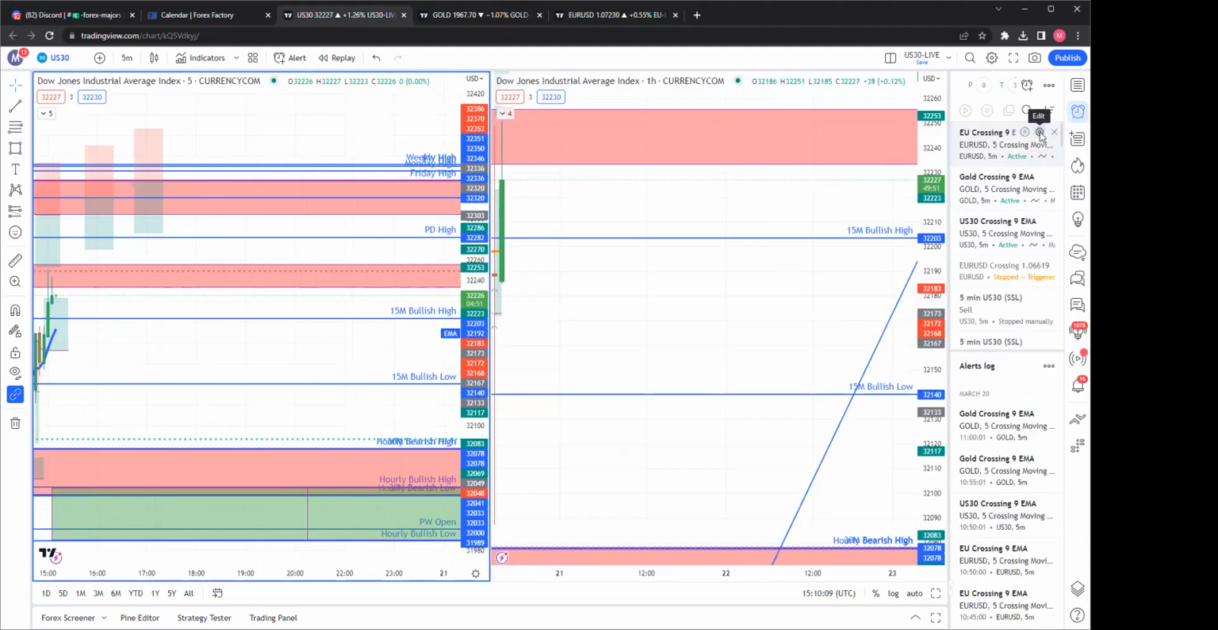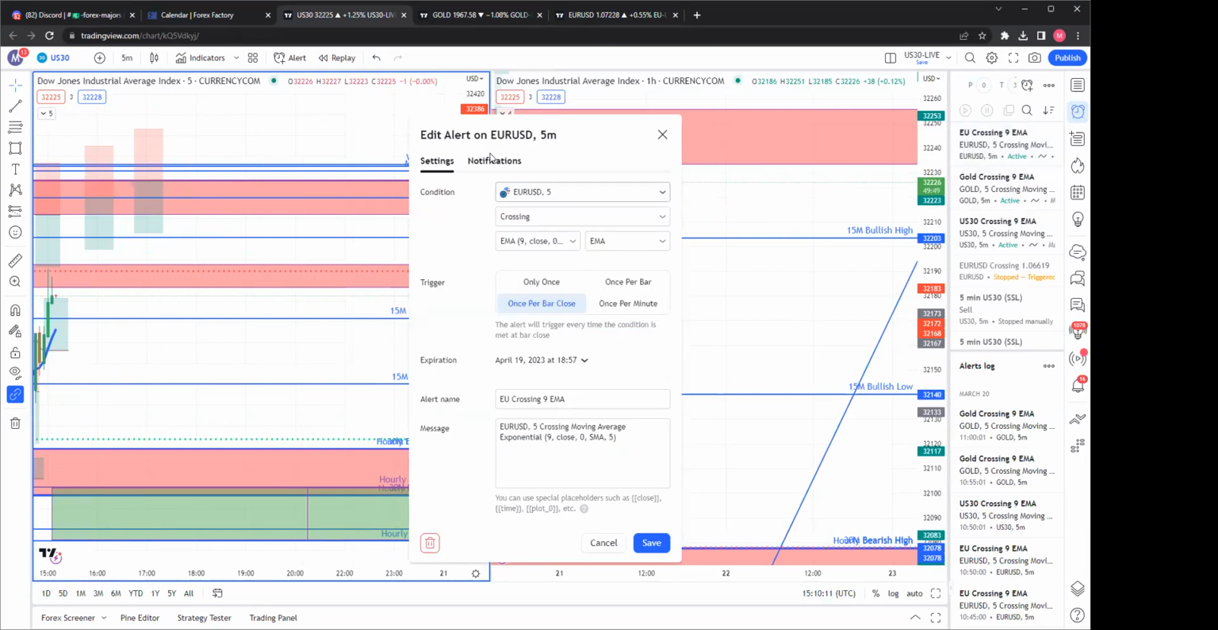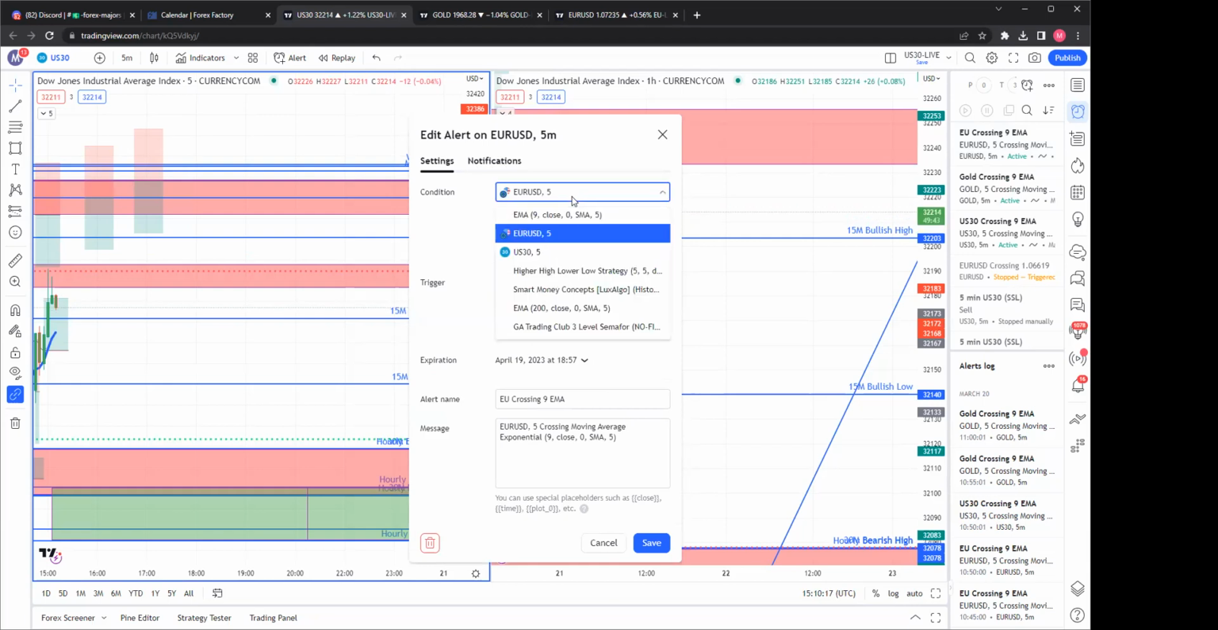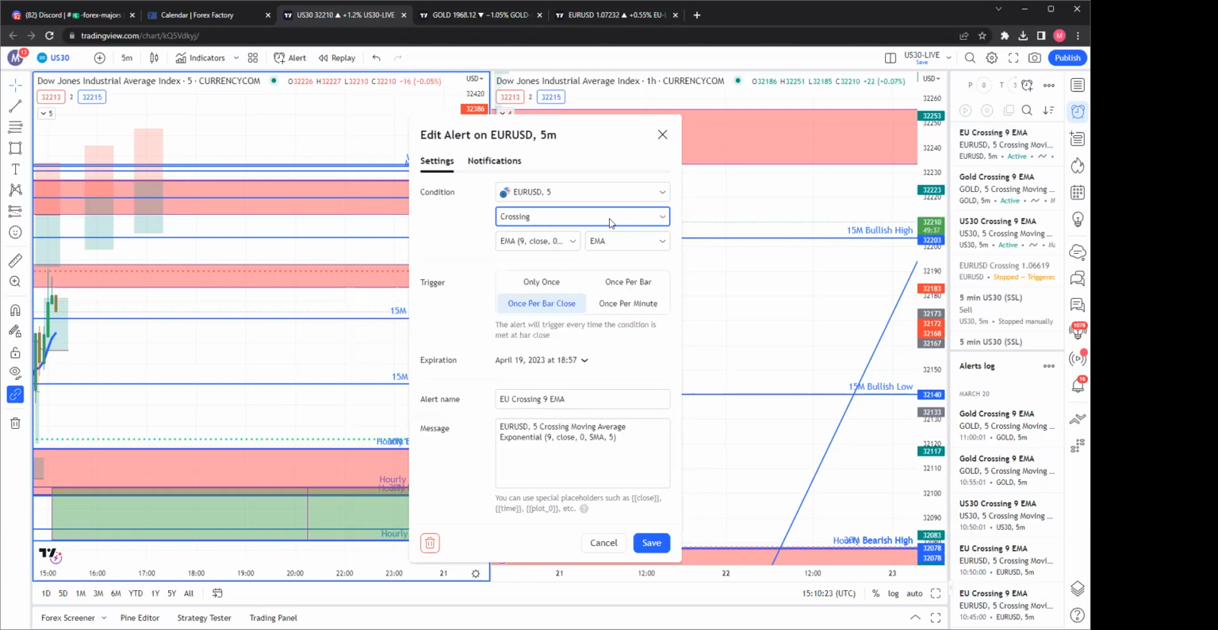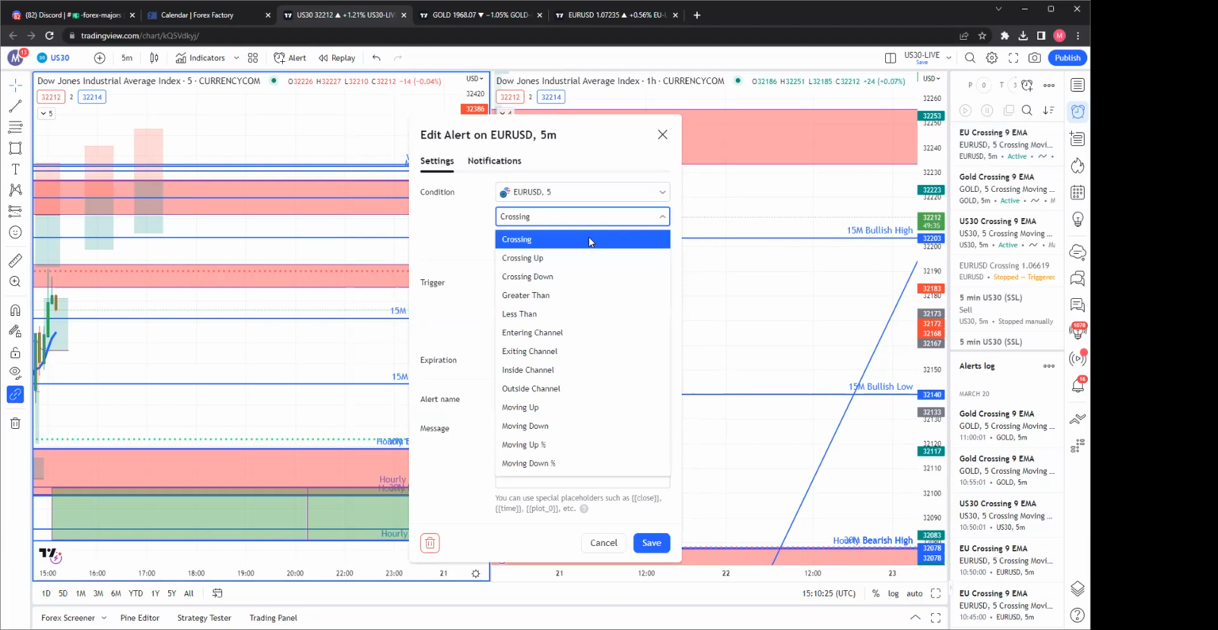So this is how I've set up my alerts. These are similar for EU, gold, or whatnot. I come in here and set the condition to EU or gold or whatever chart I'm using. Then crossing. You can do crossing up or crossing down, but I'm just leaving it crossing. If it's crossing down, it fires when price is closing below. If it's crossing up, it fires when price is closing up.